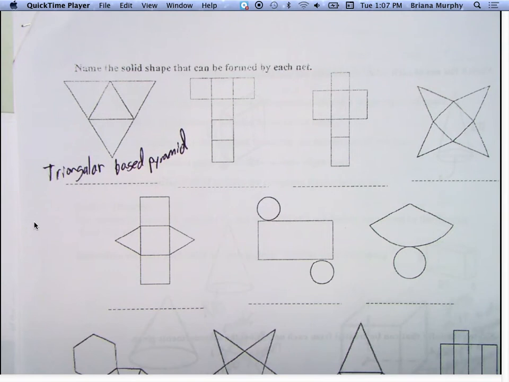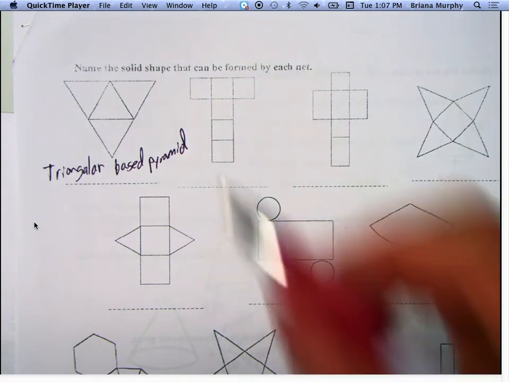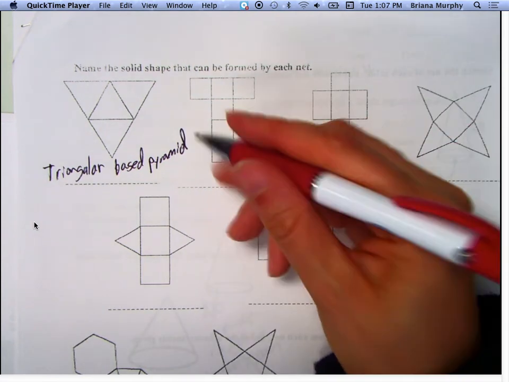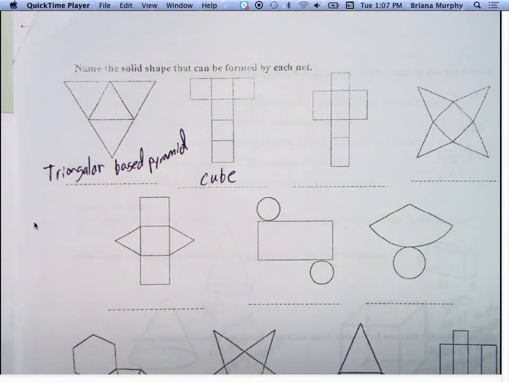Okay. Now the next one, is it going to be a prism or a pyramid? Prism. And are all of the faces the same? So what are the faces? They're what shape? Square. So this is going to be a what? A cube? Cube. You could say a square prism, but that's the same thing. I don't know. It's less words if we just write cube.